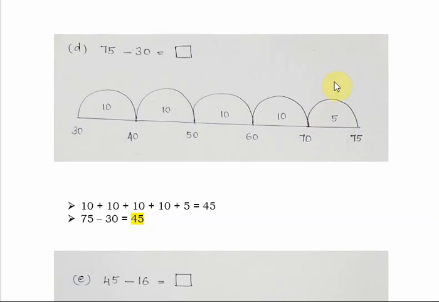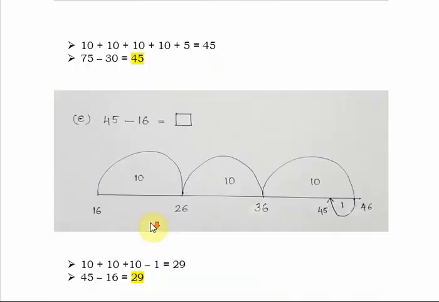Otherwise, if you make a jump to 80, then you have to again come back by 5 steps. So it is better to jump 5 steps forward to reach on 75. So why? Because 70 is very near to 75. So let us do like this, all forward jumps. So you can add. So 10 plus 10 plus 10 plus 10 plus 5. So you will get the answer 45. Otherwise 75 minus 30 is equal to 45.